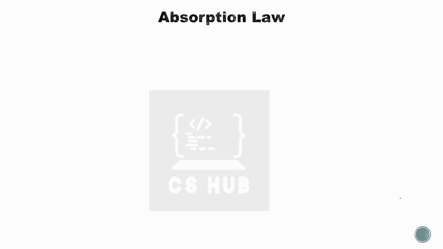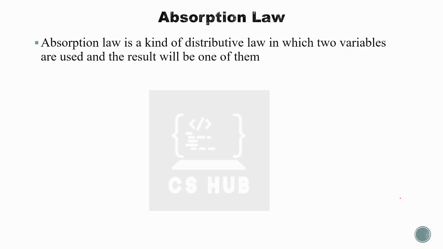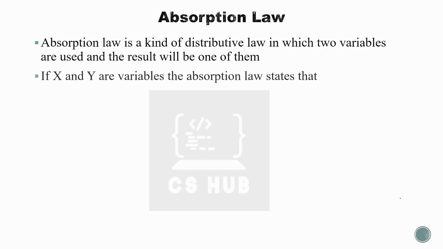Next law is absorption law. Absorption law is a kind of distributive law in which two variables are used and the result will be one of them. We are using two variables, but in our result only one variable is present. If x and y are variables, the absorption law states that x plus x into y equals x. Here the concept is that these two x's are the same, and we use different operators. Here we are using a plus and here we are using a dot. So y is absorbed here.